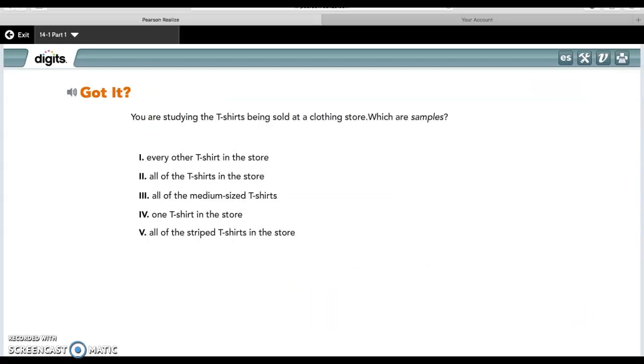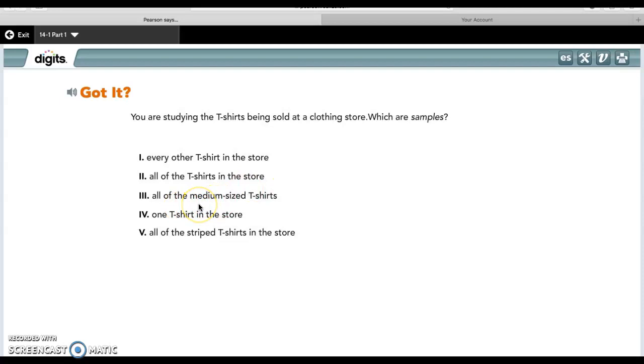All right, one more like that. If we're studying the t-shirts being sold at a clothing store, which are samples? Again, samples means not everything. If we look at every other t-shirt in the store, that would be a sample. All of the t-shirts in the store, well, that's everything we're talking about. That would be our population.